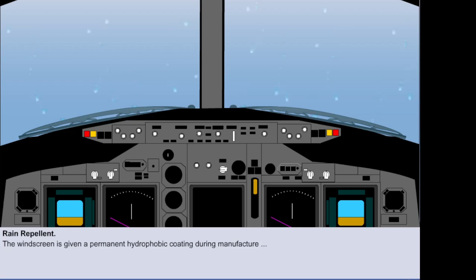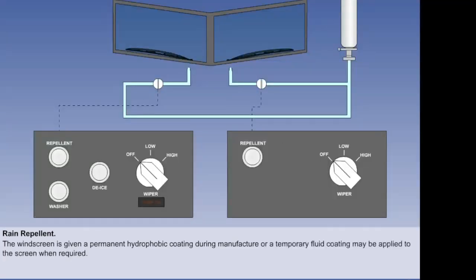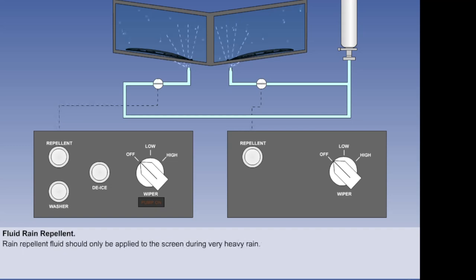There are two types of rain repellent system in common use. In one, the windscreen is given a permanent hydrophobic or water repellent coating during manufacture, which causes the water to form large beads and roll off the surface. In the other, a temporary fluid coating is applied to the screen when required. Rain repellent fluid should only be applied to the screen during very heavy rain.